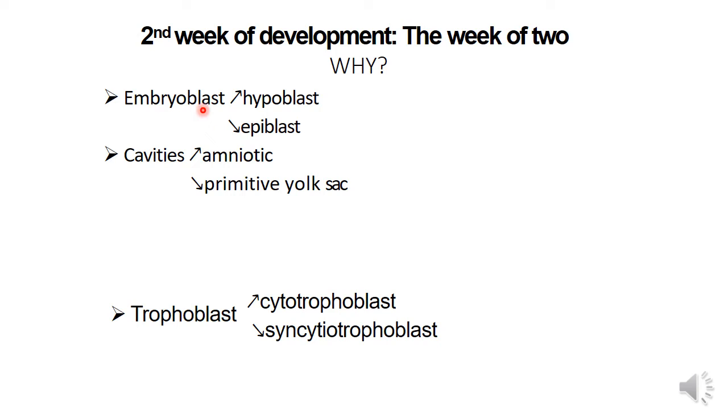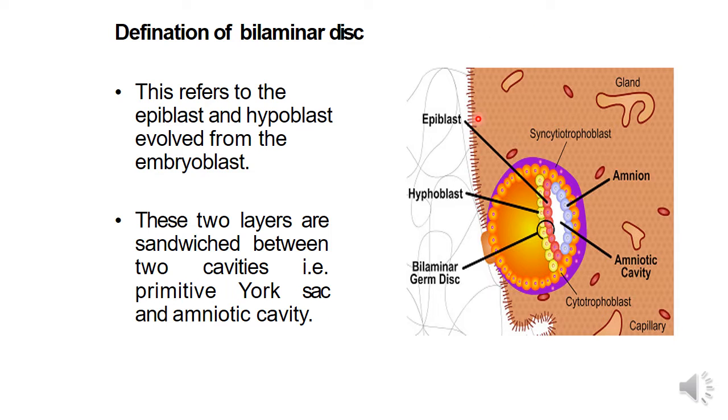Here again, the embryoblast is divided into hypoblast and epiblast. Cavities, we have amniotic and primitive yolk sac. The trophoblast gives the cytotrophoblast and syncytiotrophoblast. That's why it's named the week of twos. At this stage, the embryo is named the bilaminar germ disc, since it has two layers, the epiblast and the hypoblast. These two layers, or the embryoblast, are located between the amniotic cavity and the yolk sac.